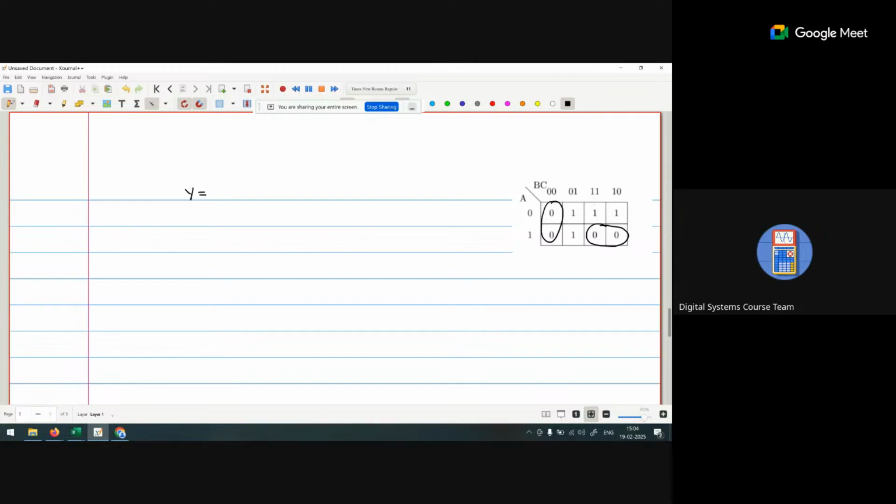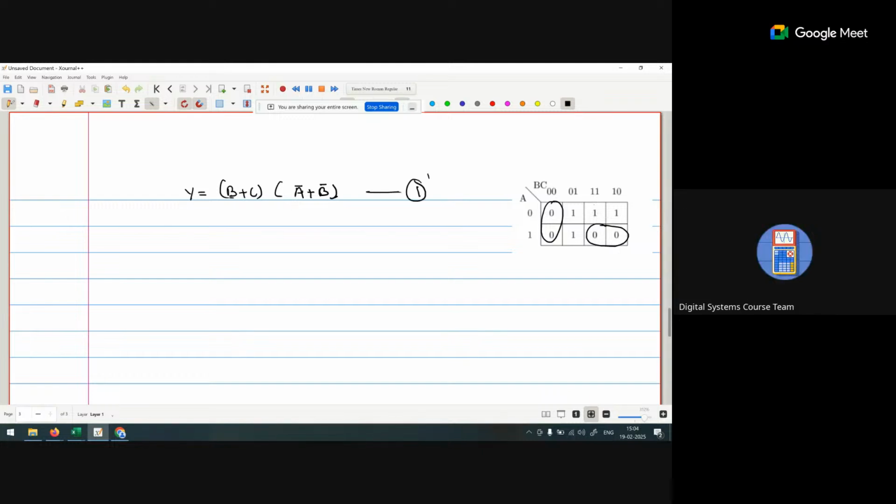Wait a minute. I will just do that one. So if I go with this one, the value is B plus C. Second is A bar plus B, A bar plus B bar. Okay, this is one valid solution.